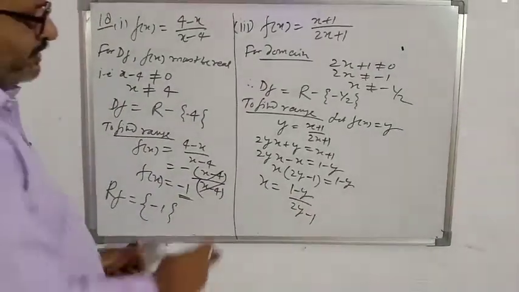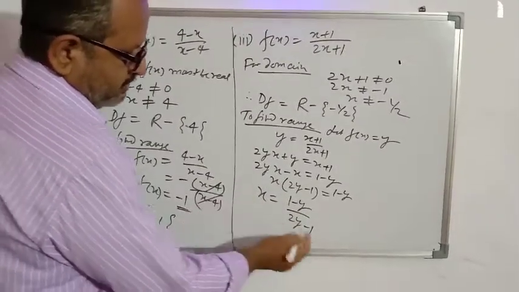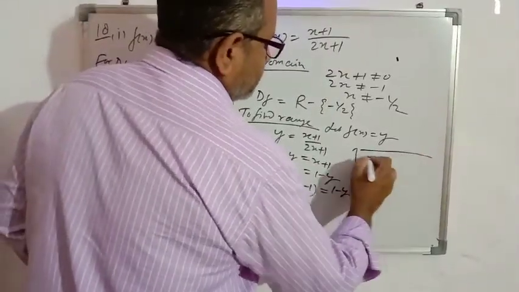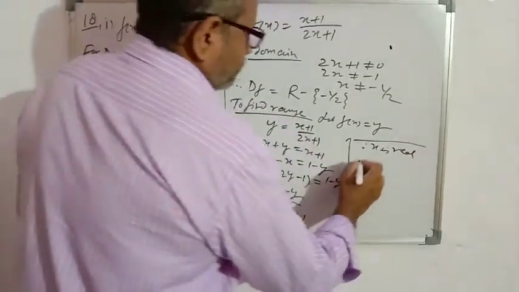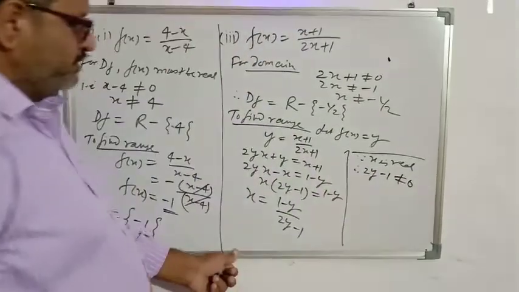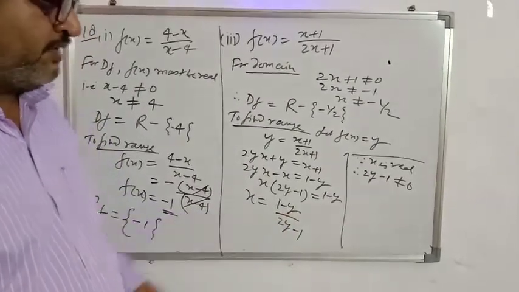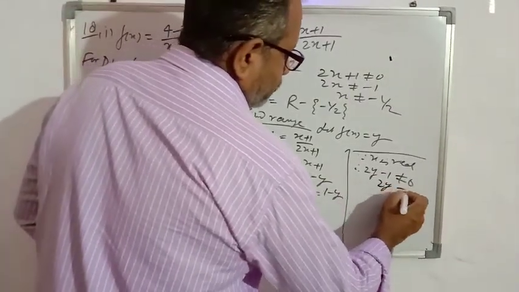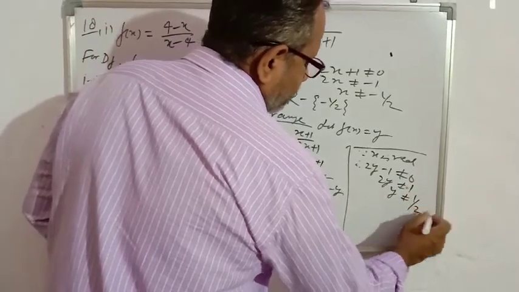We know that x is what? x is a real number. Since x is a real number, it means denominator cannot be 0. Since x is real, so therefore 2y minus 1 not equal to 0. Because if 2y minus 1 will be 0, it is undefined. We cannot get the real value of x. So 2y minus 1 not equal to 0. 2y not equal to 1. y not equal to 1 by 2.